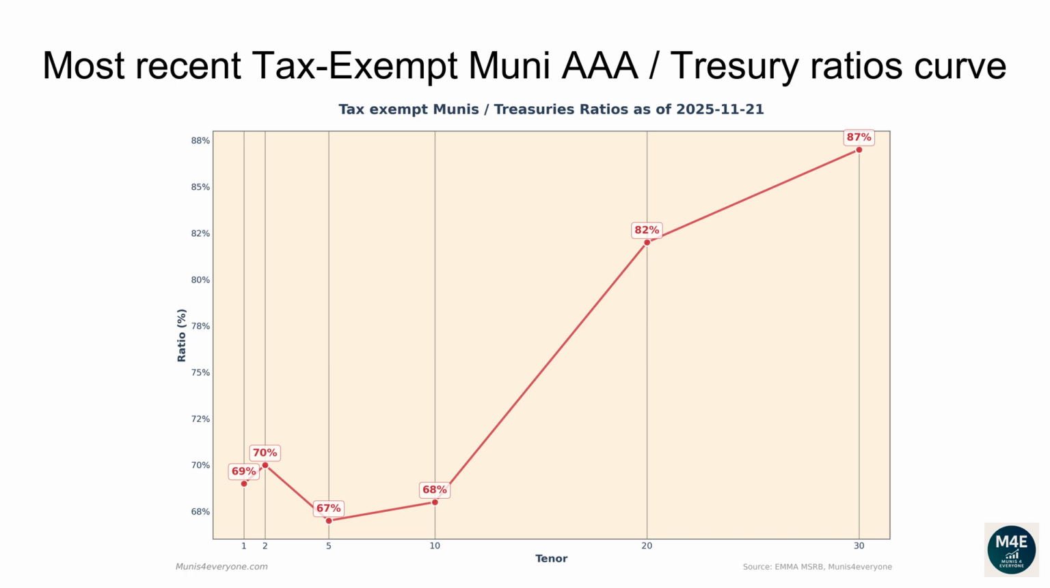The current one-year ratio is 69%. The 2 years ratio is 70%. The 5 years ratio is 67%. The 10 years ratio is 68%. The 20 years ratio is 82%. The 30 years ratio is 87%.